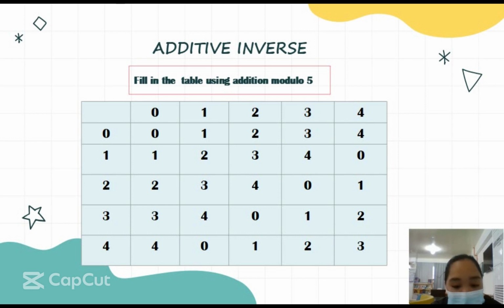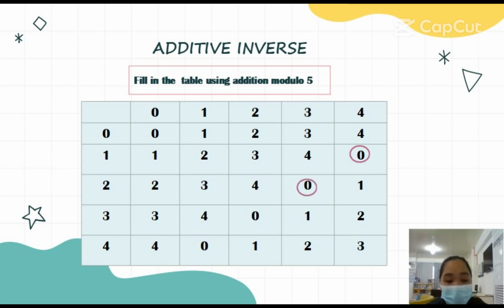So for the additive inverse of 4 is 1, because we look up to the congruence equal to 0. The additive inverse of 3 is 2. Then the additive inverse of 2 is 3. And the additive inverse of 1 is 0. So that's all, and thank you.